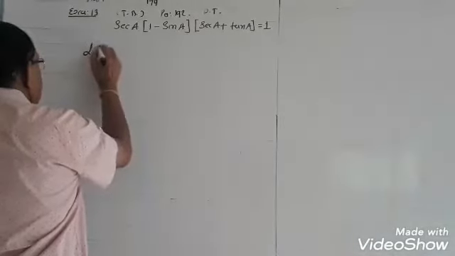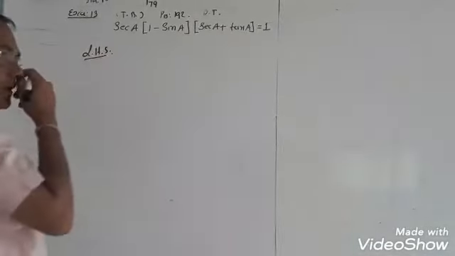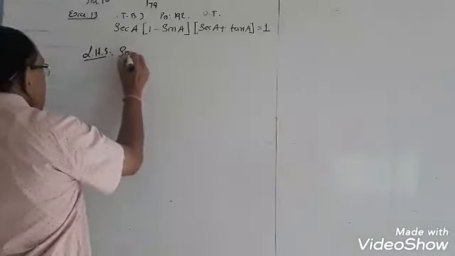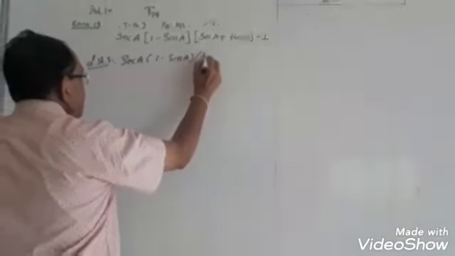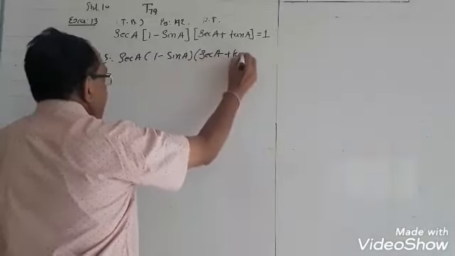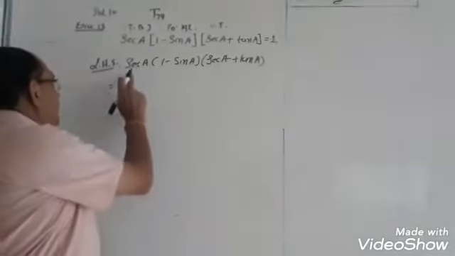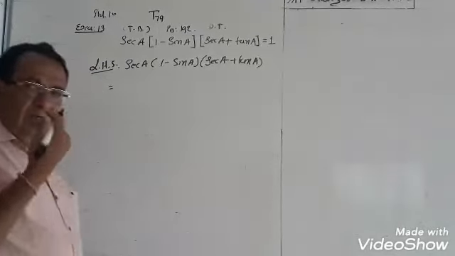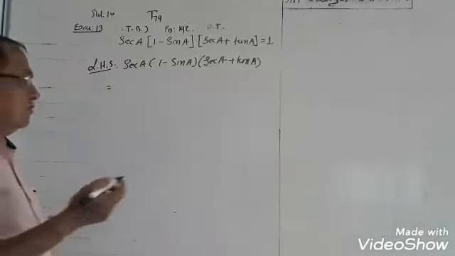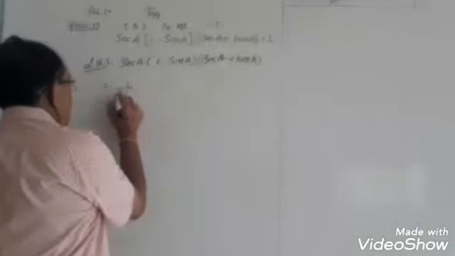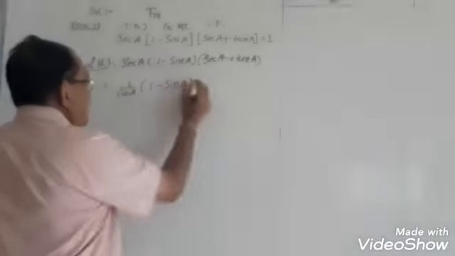So left hand side: sec A (1 minus sin A) into (sec A plus tan A). I will convert it into sin and cos form, that is cos theta and sin theta form. Sec A becomes 1 upon cos A, 1 minus sin A as it is.